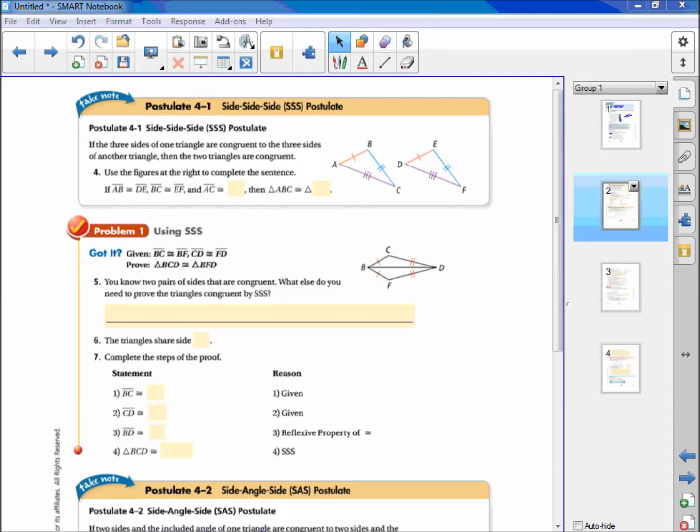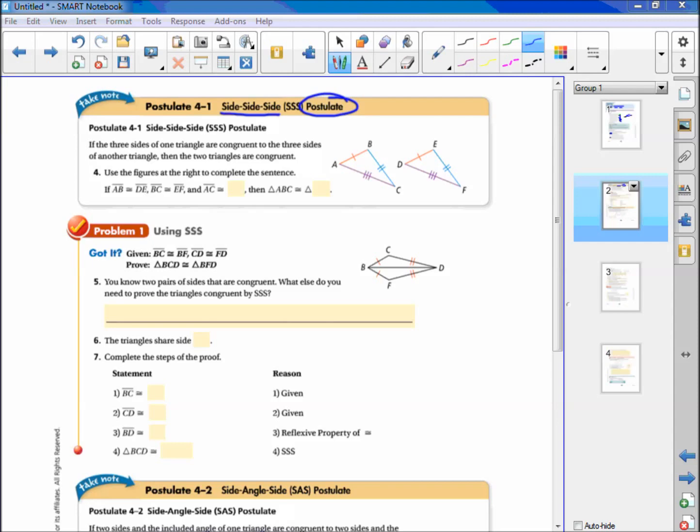So on the second page, we have a postulate here, postulate 4.1, the side, side, side postulate. Okay. So this postulate will help us prove two triangles are congruent without having to prove that every single corresponding part is congruent. So it says that if the sides of the triangles are congruent, then the two triangles are congruent. So in other words, if you pick 3 lengths of sides, there's only one way to put the triangles together. Okay. All right.